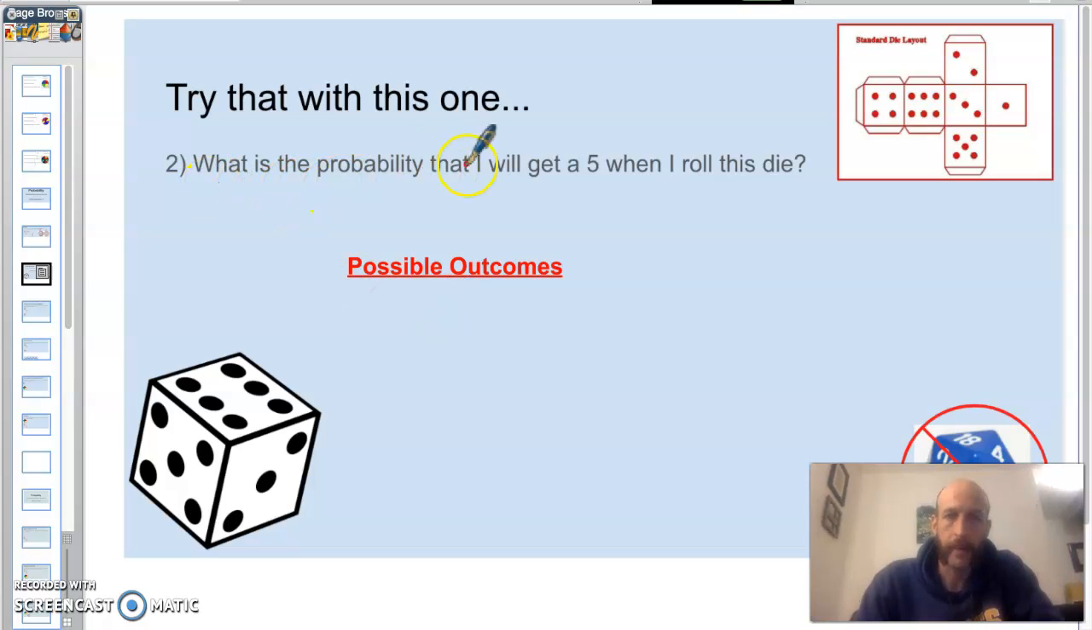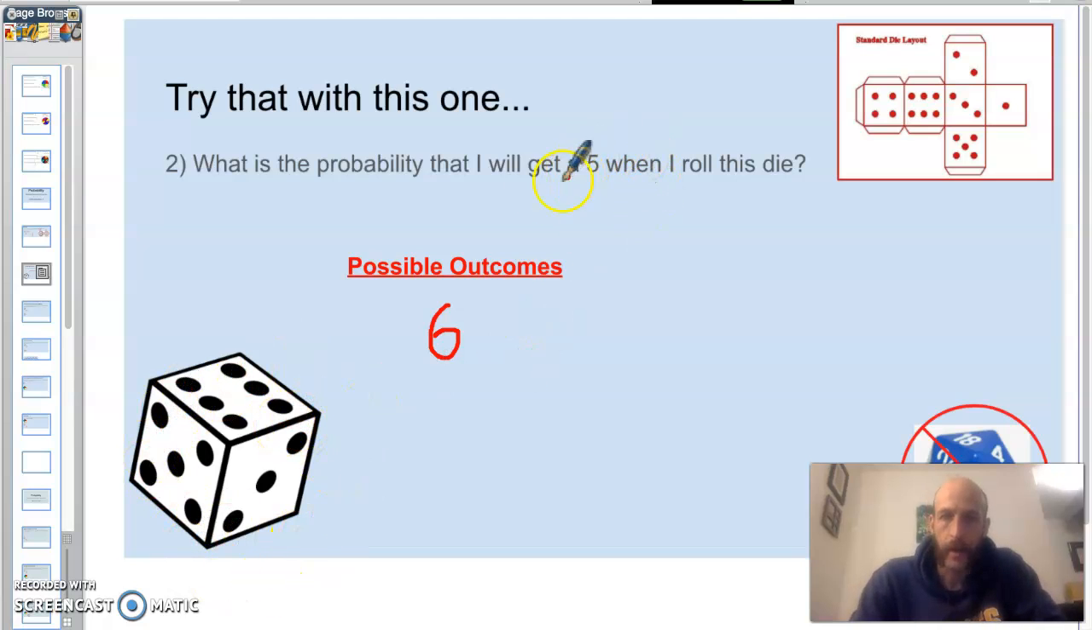So what is the probability that I will get a 5 when I roll this die? When we're talking about a die, that's just one dice, okay? So there are 6 different outcomes when I roll a die. I could get a 1, a 2, a 3, a 4, a 5, or a 6. I can't get a 7 because there is no 7. I can't get a 10 because there is no 10. There are only 6 sides with 1, 2, 3, 4, 5, and 6.